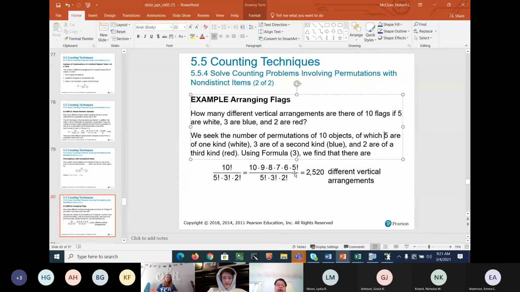10 factorial over 5 factorial times 3 factorial times 2 factorial. Now, what you're going to see is 5 factorial below cancels out, and you're left with 10 times 9 times 8 times 7 times 6. But that's not really a big deal. Okay? And you get 2520.